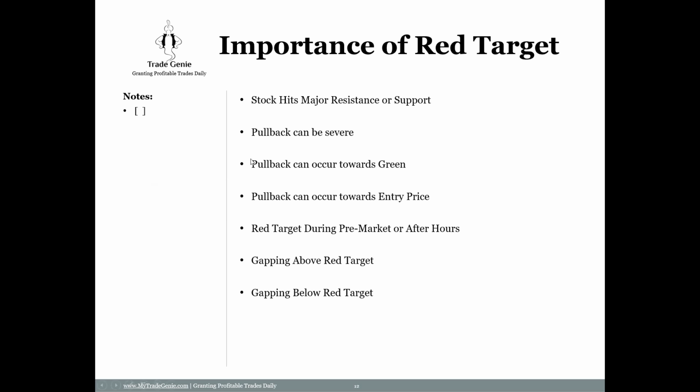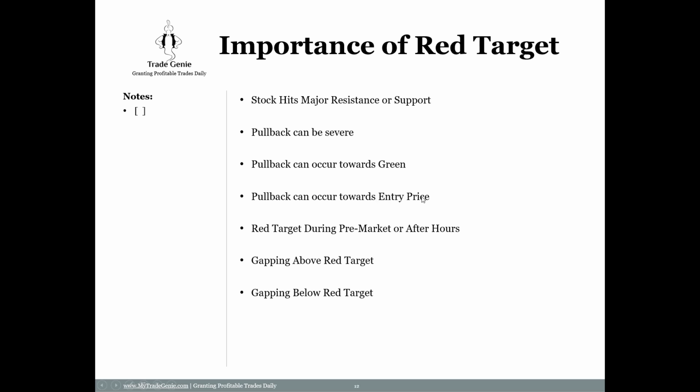I calculate the red target based on some previous heavy resistance, which I expect the market may not cross. But if I see it does, I send you the alert. So when the stock hits major resistance for calls, or major support for puts, after hitting that, the pullback can be severe. So that's the reason for the importance of red. The pullback can occur towards green. If the market hits the red target, it can come down to yellow and all the way to green, so you may be giving back all your profits.